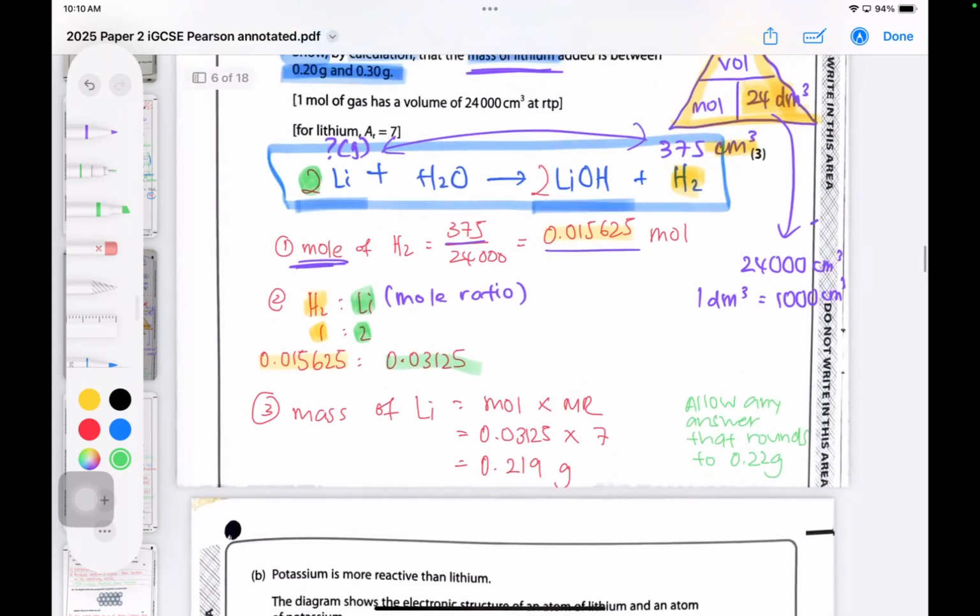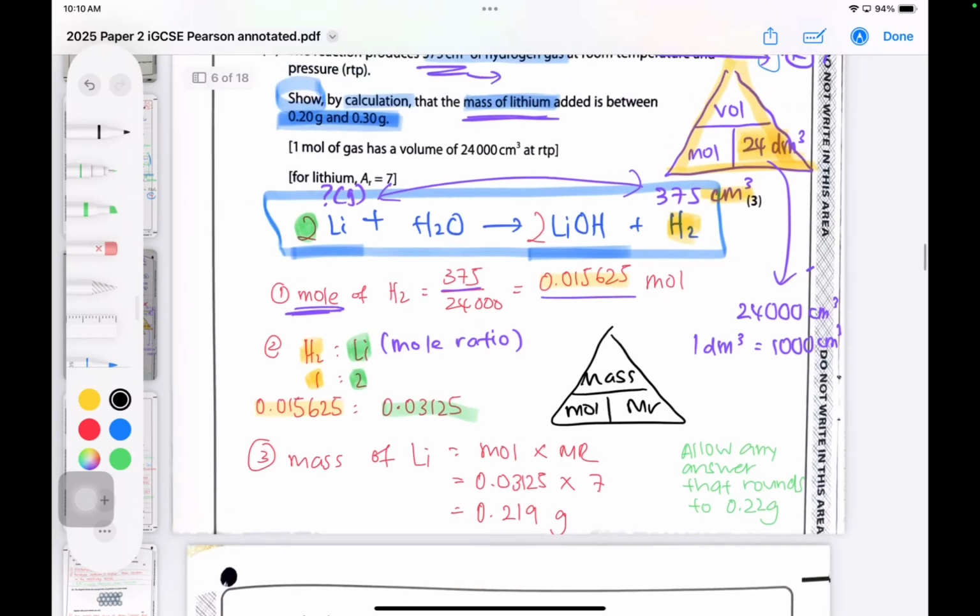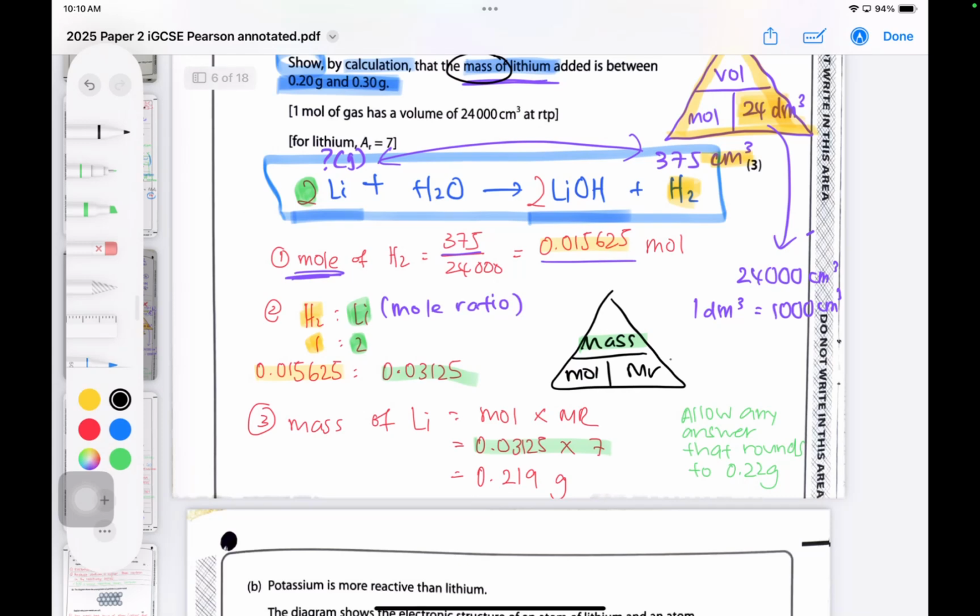And then my final step, and you should know this ratio formula really well: mass, mole, and MR. So this is the triangle. Because the question wants us to find the mass, what I need to do is multiply the mole and the MR together. In this case, actually it's more of an AR. What's the difference between AR and MR? I've always mentioned in my previous video. AR is looking at the mass of an element or an atom, whereas MR, as the name suggests, is the mass of a molecule.